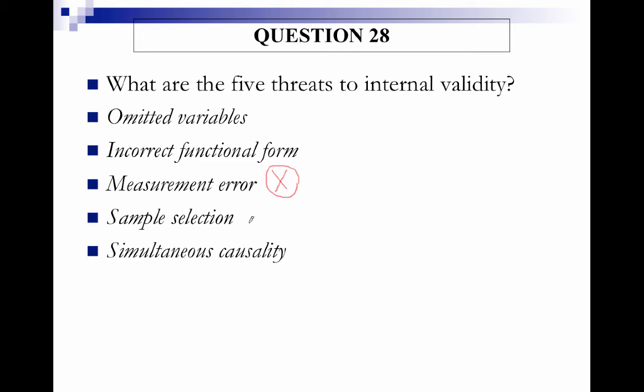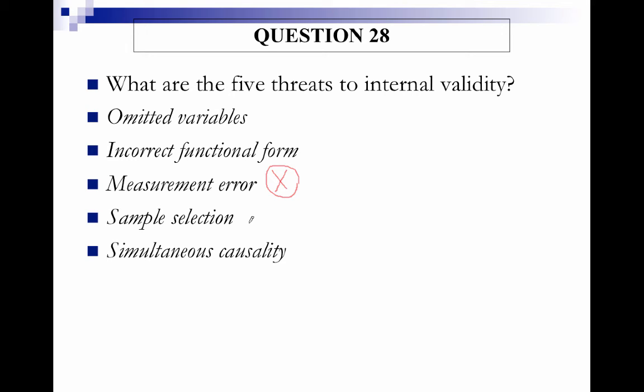The fourth threat to internal validity is sample selection. Now with sample selection, you may be especially concerned if people are volunteering to participate, say, in a clinical trial or in a survey, and so their characteristics may be different from those who are not included in the sample. And so your sample doesn't end up being completely random. And so one solution to this is conducting a randomized controlled experiment.